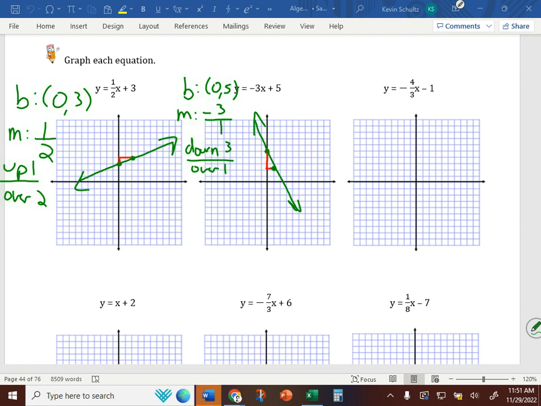Jack? What would you do for the first one on the bottom row? Let's not quite get there yet. Okay. Next one, y equals negative 4/3 x minus 1.